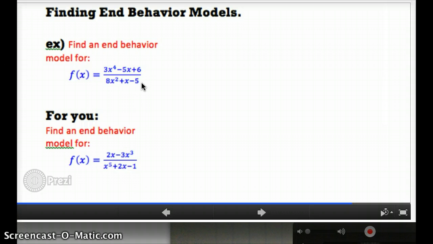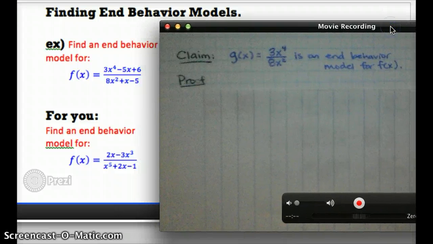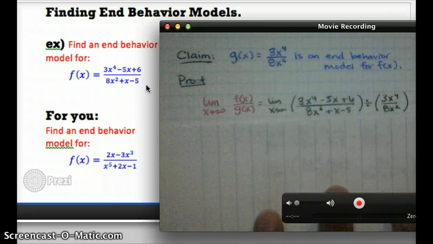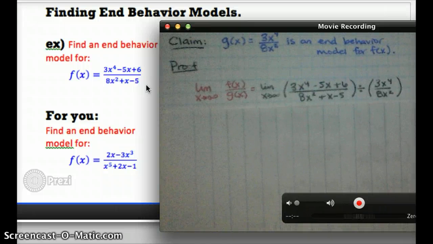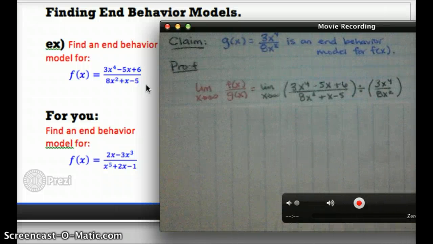And thinking about what you would have predicted, here's what I'm going to propose is an end behavior model for this first function. Notice that I've chosen the highest degree term from the numerator and divided it by the highest degree term from the denominator. Now, in order to prove that I'm really right, I'm going to use the same strategy we used before, which starts by setting up this limit. And because I have a rational function here, instead of writing it as a fraction over a fraction, I've just chosen to use a division symbol instead, but it's the same idea.